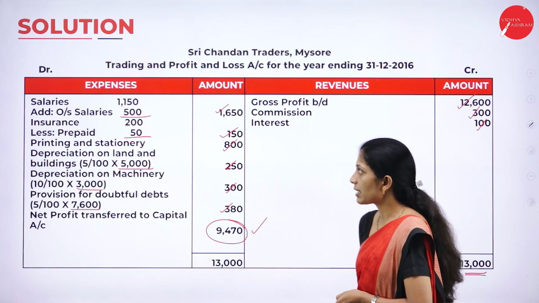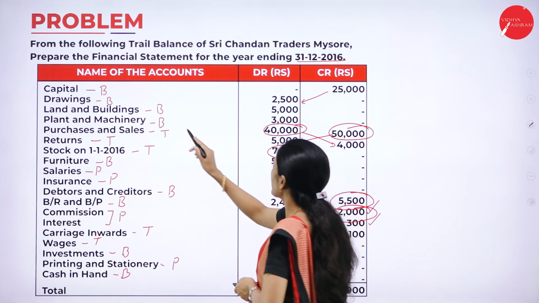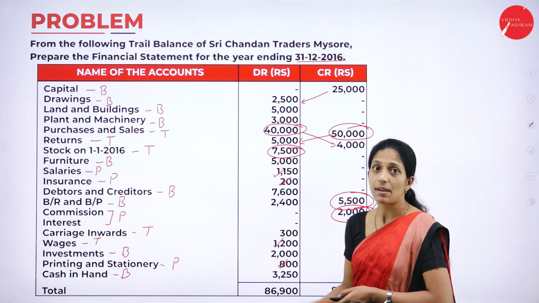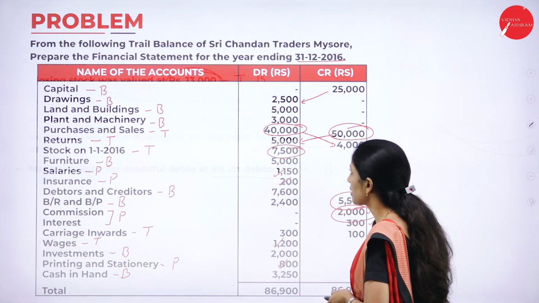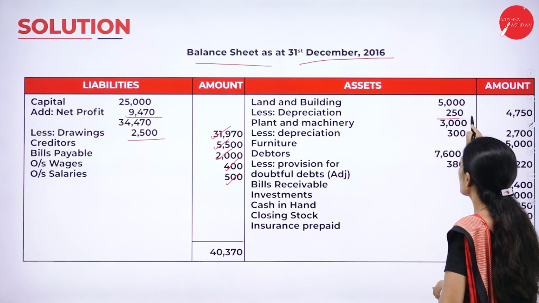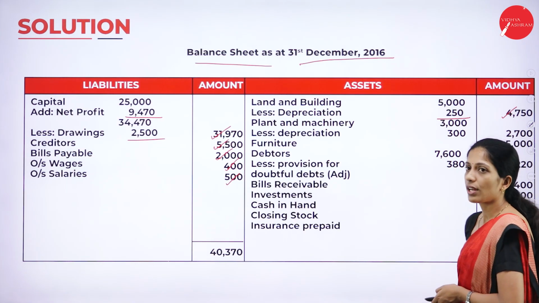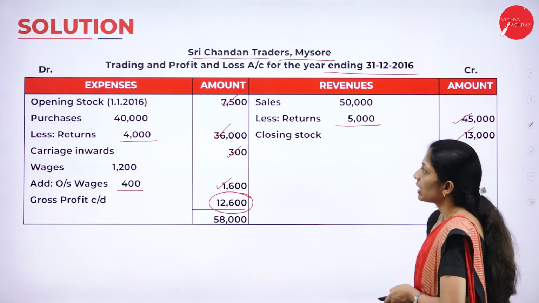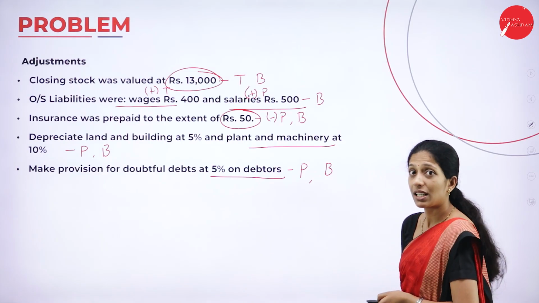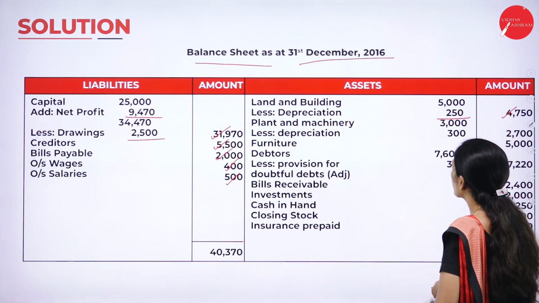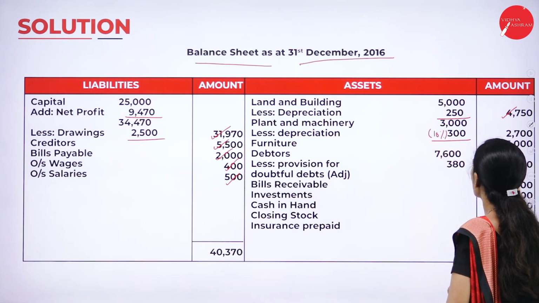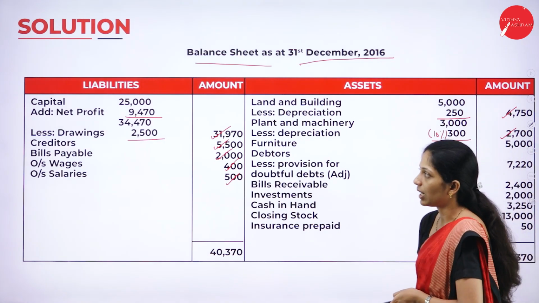Now come to the assets. So assets will start with land and building. So land and building's value is 5000, but there is a depreciation. So minus that depreciation. So land and building 5000 minus depreciation 250, so we'll get 4750. In the same way, next one, plant and machinery 3000, but there is a depreciation. So 3000 minus 10% depreciation, that is 300, so it is 2700.